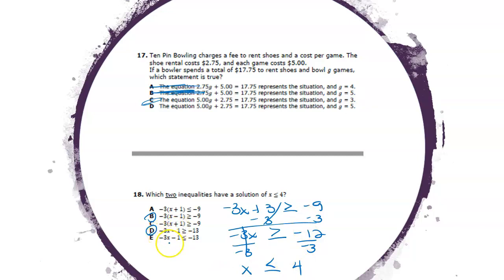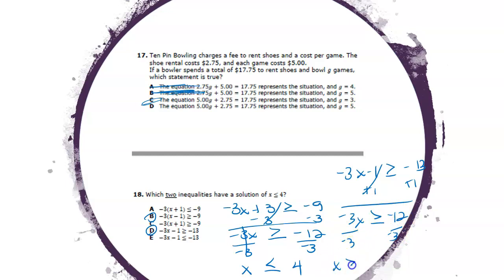And then for D, this one you don't even have to distribute. We would say plus 1, negative 3x greater than or equal to negative 12. Divide by negative 3 again. The sign flips. X is less than or equal to 4.